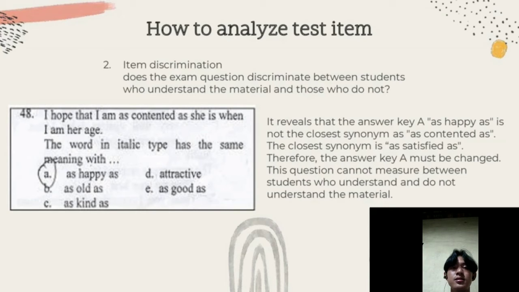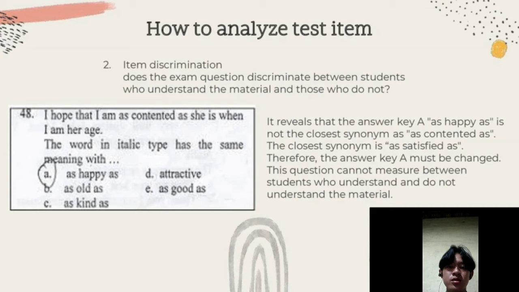Item discrimination. Does the exam question discriminate between students who understand the material and those who do not? Exam questions show the varying degrees of knowledge students have of the material. Reflected by the percentage correct on an exam question, desirable discrimination can be shown by comparing the correct answers to the total test score of students.